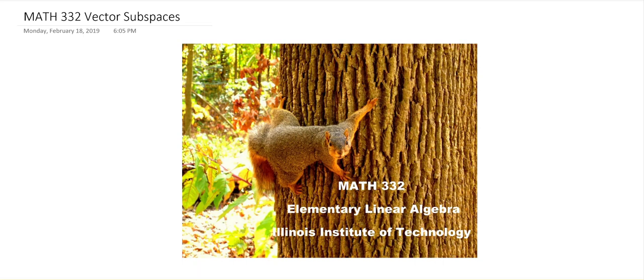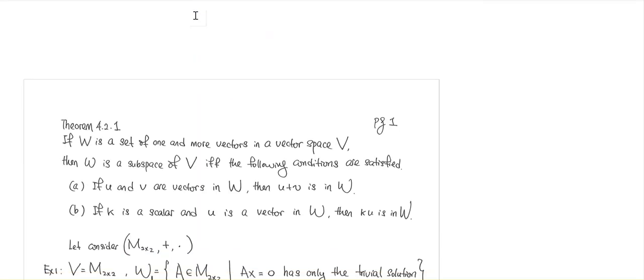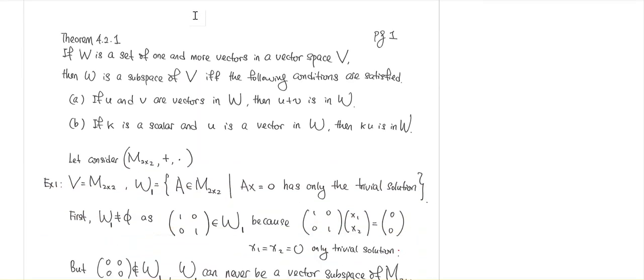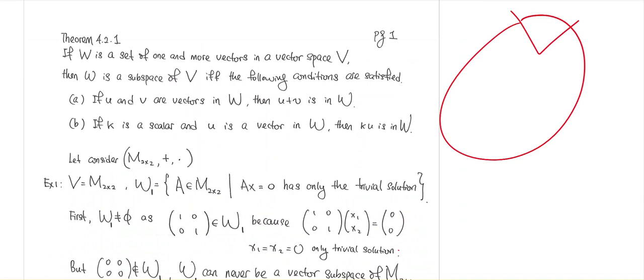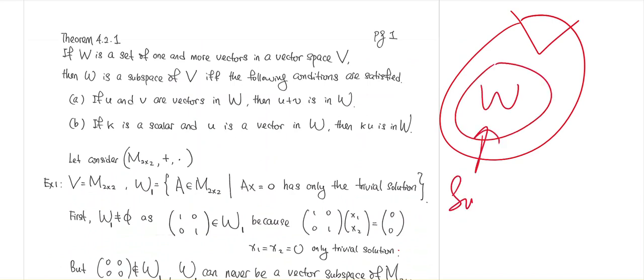Today we are going to look at several more examples on how to apply Theorem 4.2.1, which is how do we determine whether or not a subset of a vector space is itself a vector space. So Theorem 4.2.1 says that if you have a vector space V and then you have W, which is a subset of V, how do we determine whether or not W is not only a subset of V, but itself is also a vector space.